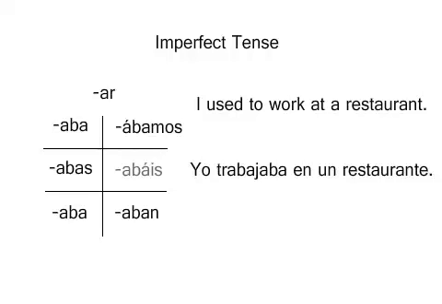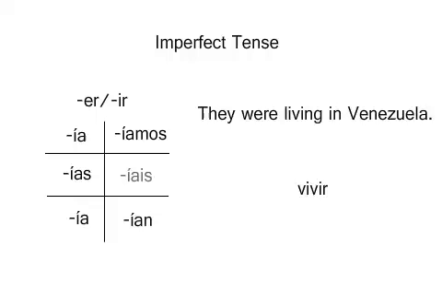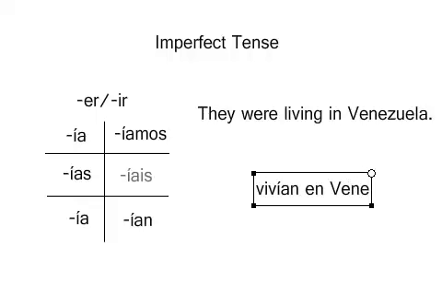Let's look at one example from the ER and IR verb chart as well. Maybe this time we want to use the verb vivir to say they were living in Venezuela. Again, we follow the same steps that we're used to. We're going to cut off the IR. We're going to look. This time our subject is they, so we'll take the ellos ending, ian. And then we fill out the rest of our sentence.